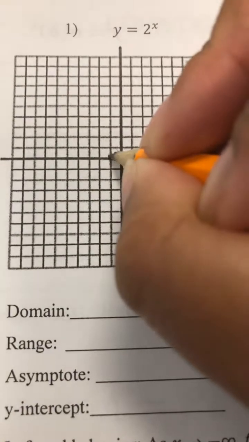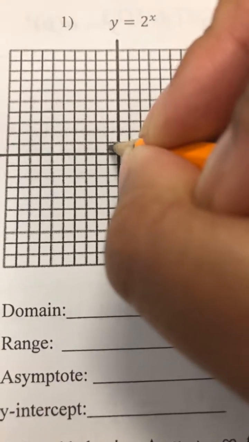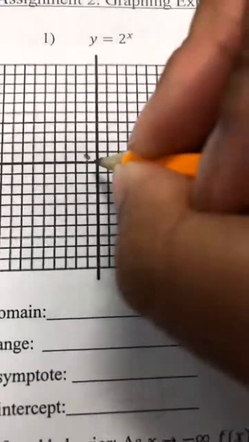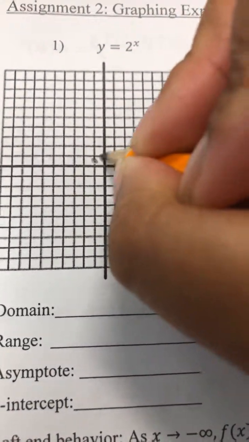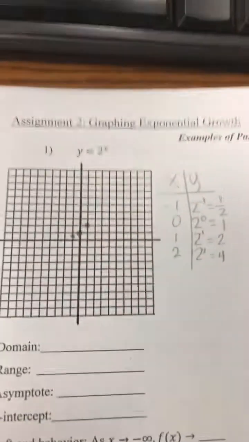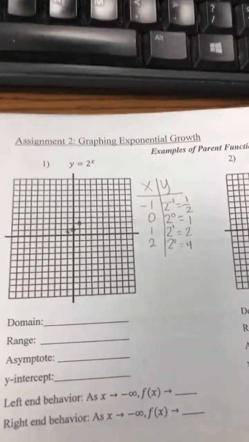So negative 1 and 1/2 will fall in between 0 and 1. And then 0, 1, 1, 2, and 2, 4.